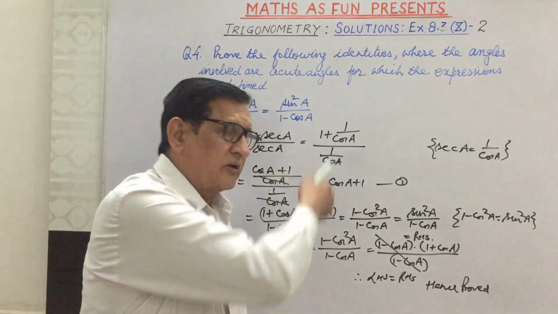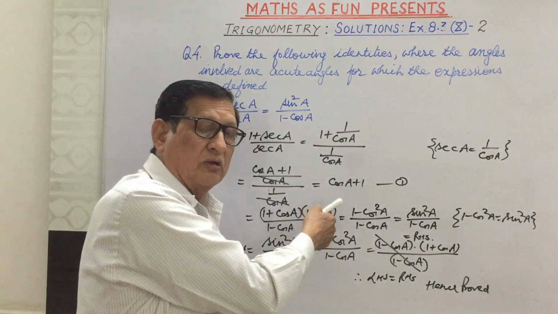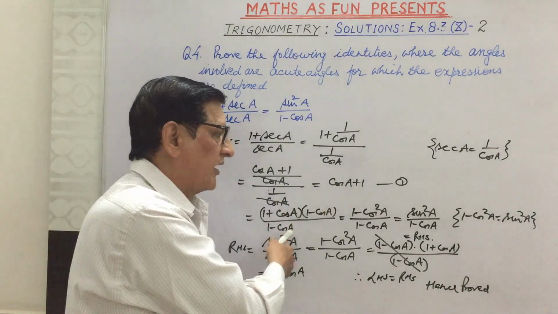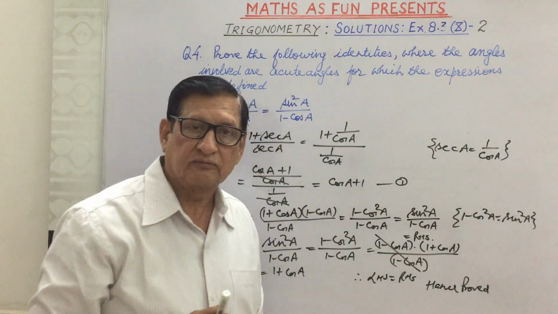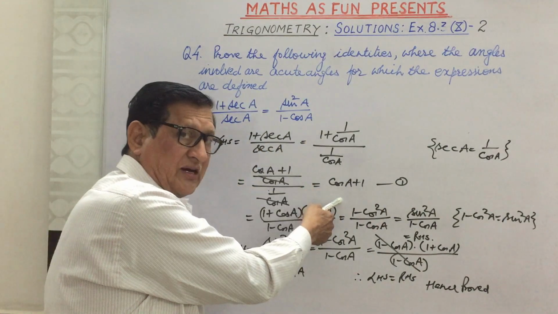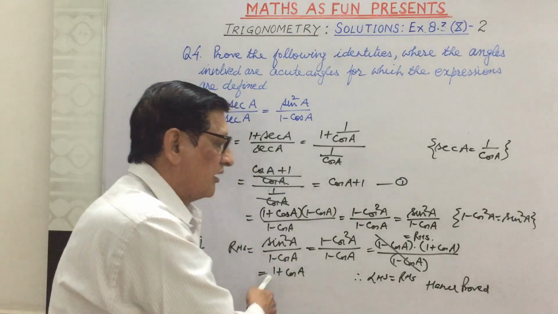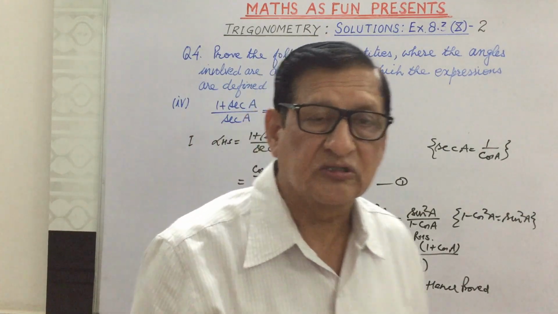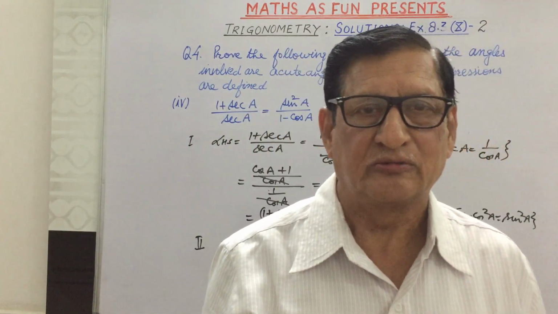Like this, this particular problem can be solved in two different methods. In the first one, we are taking only the left hand side and proving the right hand side. In the second method, what we do, we simplify the left hand side and also the right hand side, and we show that both are equal. The remaining parts of this we will continue in the next video.